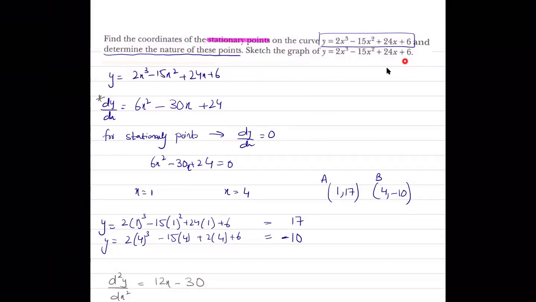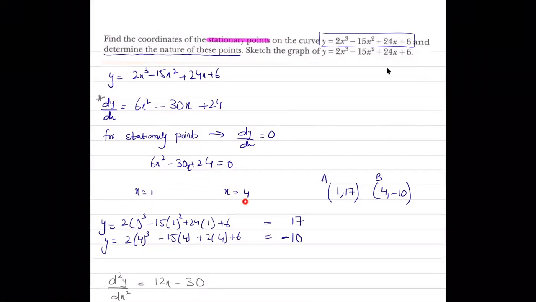And then we are going to sketch the graph. The first thing first, if I have the function y equals 2x cubed minus 15x squared plus 24x plus 6, if you find the first derivative dy by dx, you are going to get 6x squared minus 30x plus 24. To find the stationary point, the first thing that you're going to do is equate the first derivative to 0. When you equate the expression 6x squared minus 30x plus 24 to 0 and solve this quadratic equation, the two values of x that you are going to get are 1 and 4. So x is 1 and x is 4.